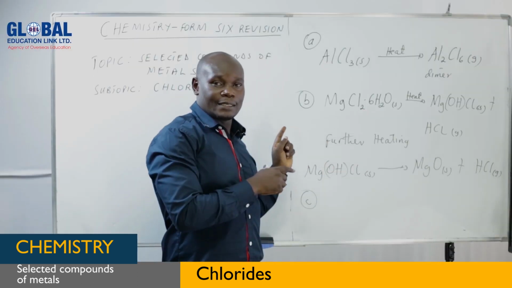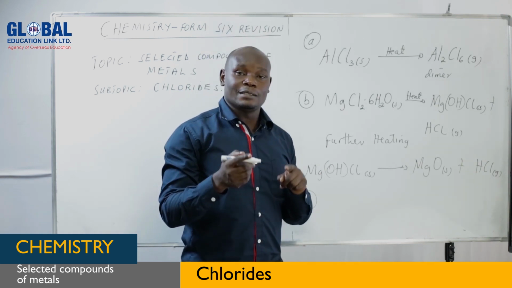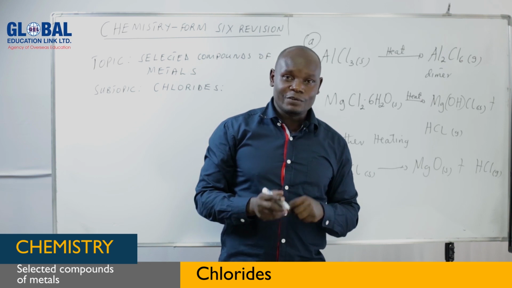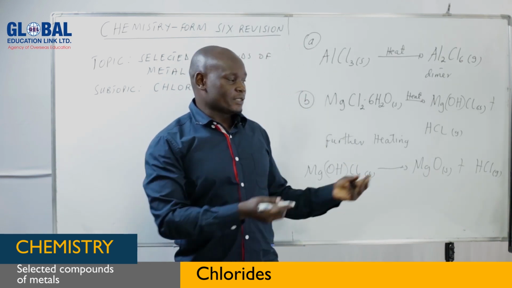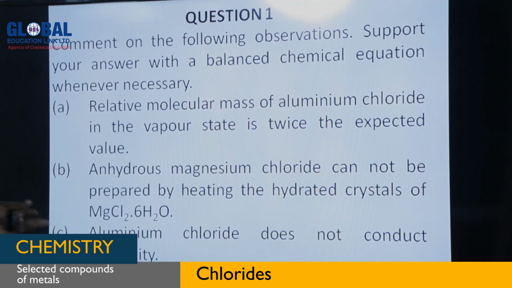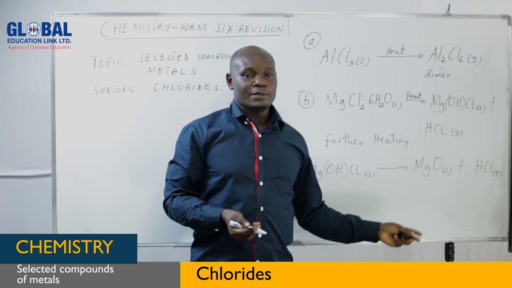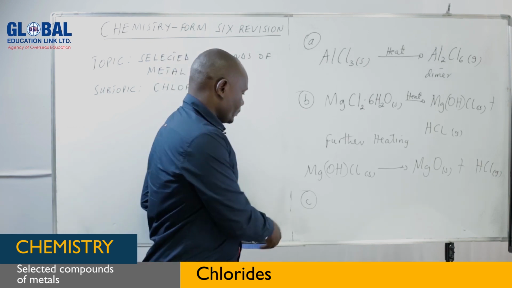We have discussed that aluminium chloride is covalent in nature. So in aqueous state, it exists as molecules, and molecules cannot carry charge from one point to another. So that's why aluminium chloride does not conduct electricity. So that is about question number 1. So let us now go and consider question number 2.